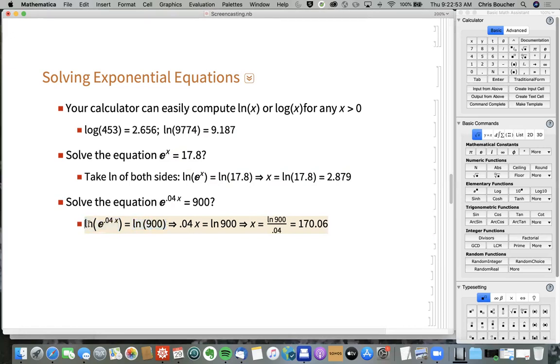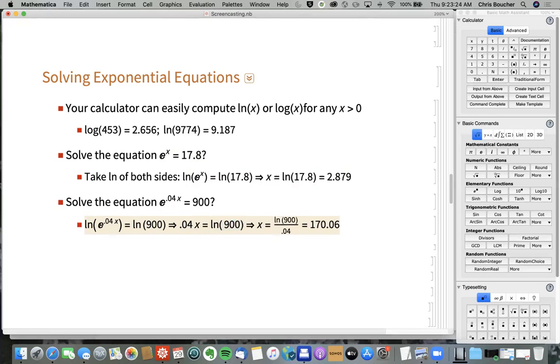On the left, I have the natural log of e to something. Those are inverses, they undo each other. The natural log of e to anything is the anything. So on the left, I just get the 0.04x right here, right? So that's a lot better than it was before. And on the right, I get this thing that I can do on my calculator, the natural log of 900. My next step from here, of course, I just have a number multiplying the x on the right. So I just divide both sides by 0.04 and I get this.